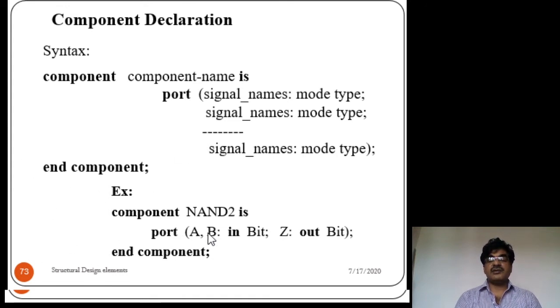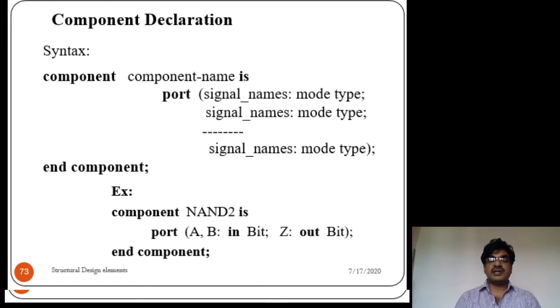How can you say signals? Whatever you declare in the component is treated as signals. Similarly in the entity declaration, whatever you declare is treated as signal class. And the data type is bit. Then another object Z we declared here; its mode is out and data type is bit. Then end this component declaration by the words end component.